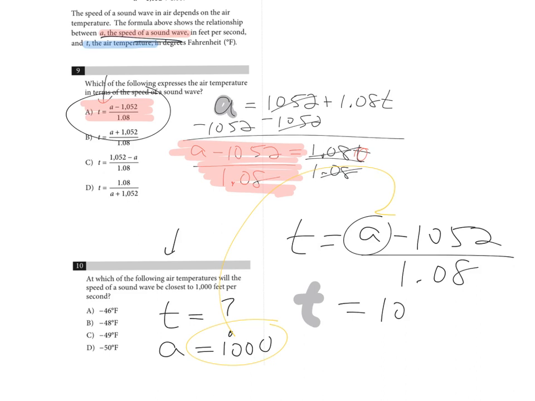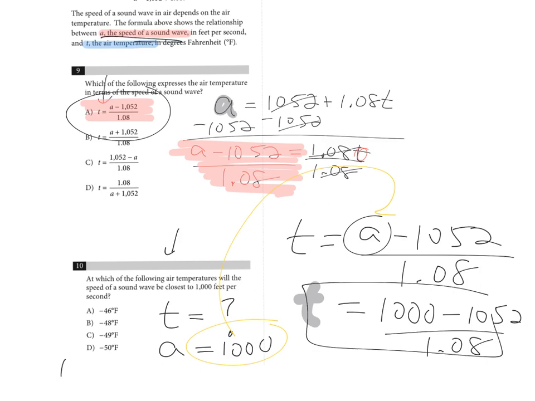So we have A, which is 1,000, minus 1052 over 1 and 800ths. And when you do this division, you get T is equal to negative 48.1, give or take, and that is going to be letter B. Which of the following air temperatures will be closest? Negative 48 degrees Fahrenheit.